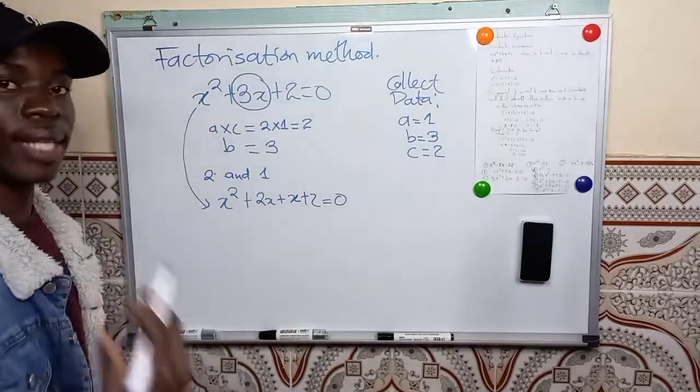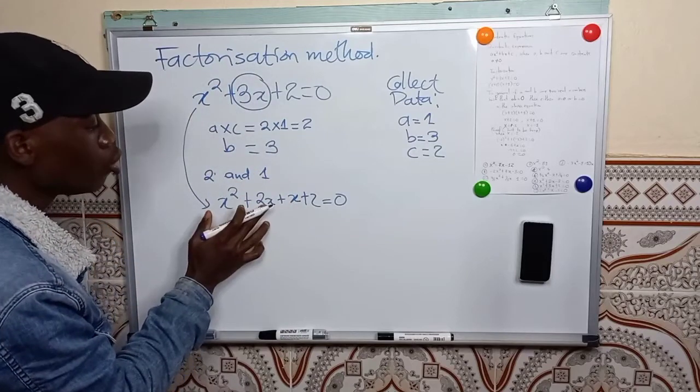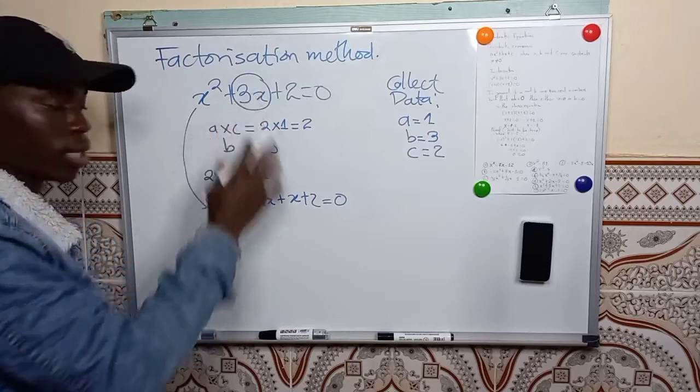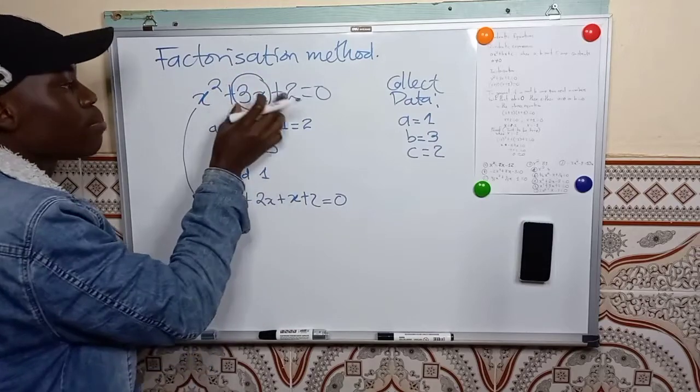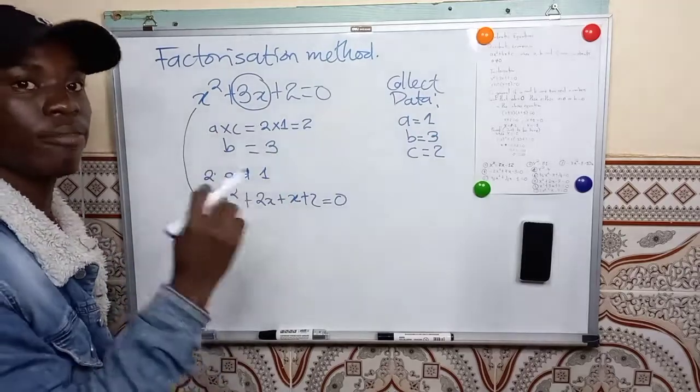What we've actually done essentially is splitting the 3x into 2x plus x, because 2x plus x gets back to 3x. So it's just the same thing. We've just split it. This method is a way of splitting it for you to easily factorize.